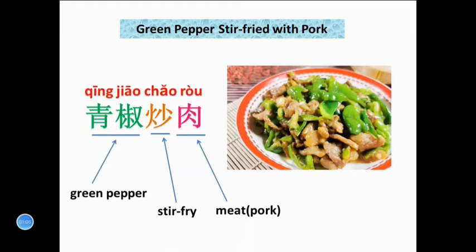Because pork is the most frequently consumed meat in China, 肉 often refers to pork, unless it is specified what meat exactly. So 青椒炒肉 is the Chinese name for green pepper stir-fried with pork. Now, before we learn to cook this dish, let's take a look at the two characters, 炒 and 肉.